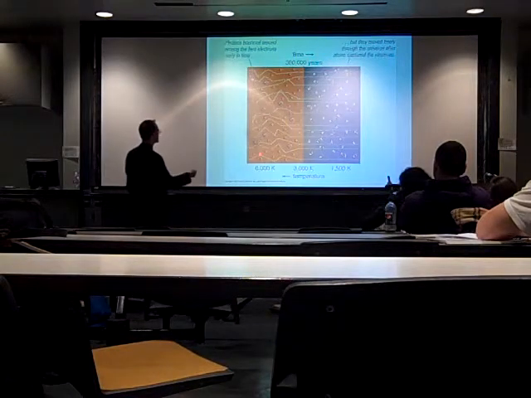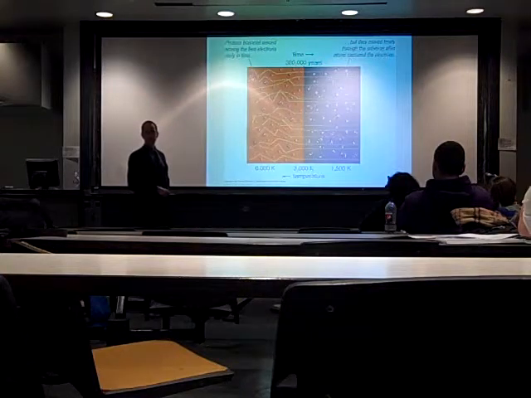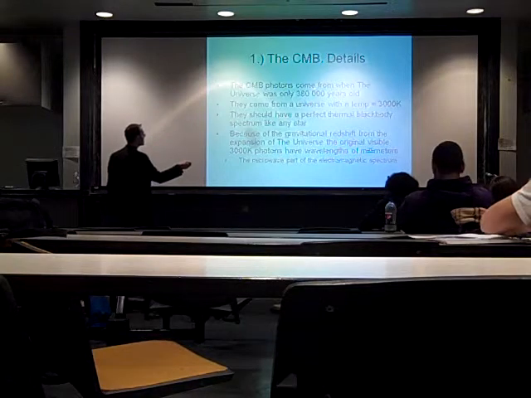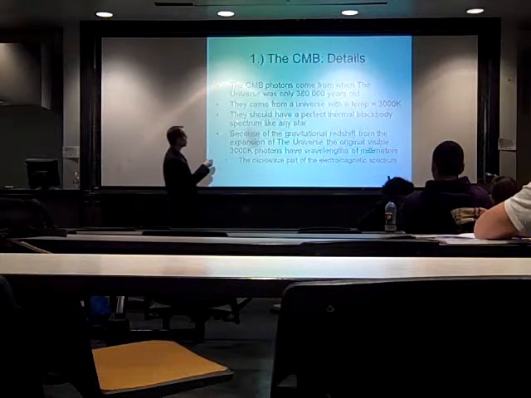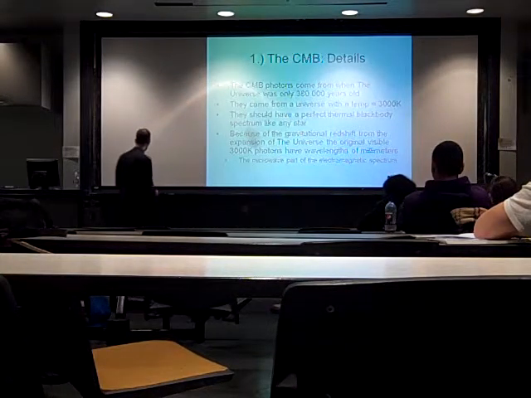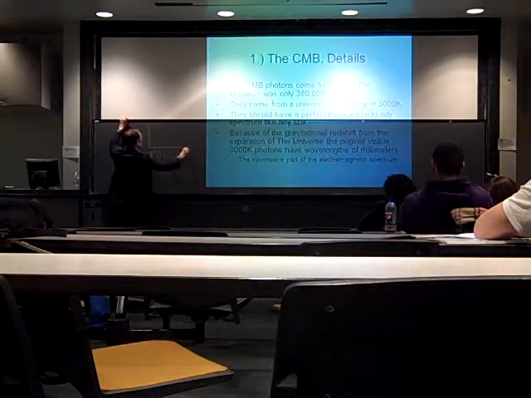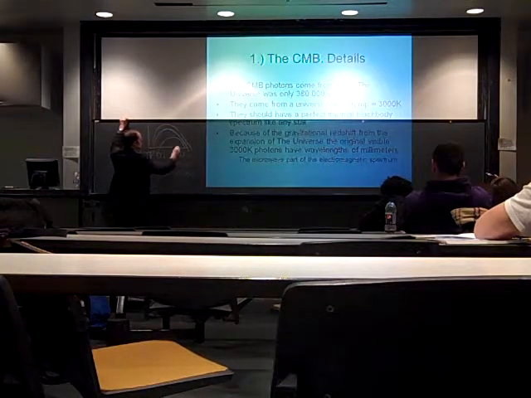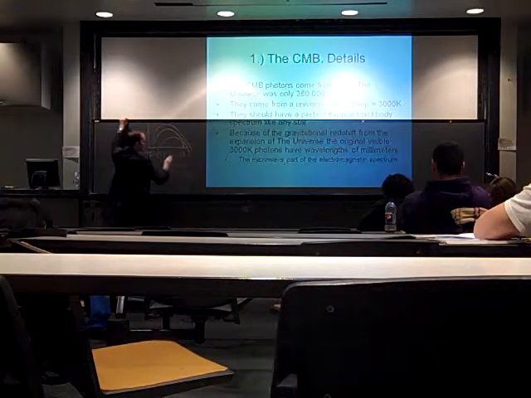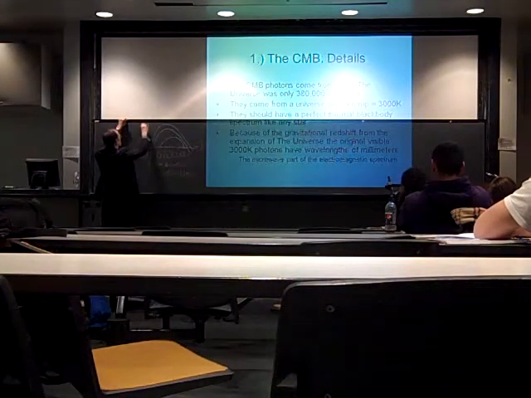So this is how they were interacting before, and then they were allowed to free stream once those atoms were able to be created because the temperature dropped. They came from the universe with a temperature of 3000 K. They should have a perfect thermal black body spectrum like any star. I showed you those black body spectra before. They look like this, depending on the temperature of the object. And I told you, if you're an infrared human, you're down here, right? Because this is wavelength, this is power.